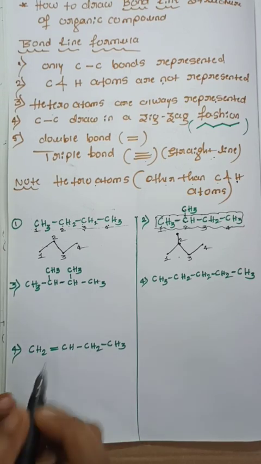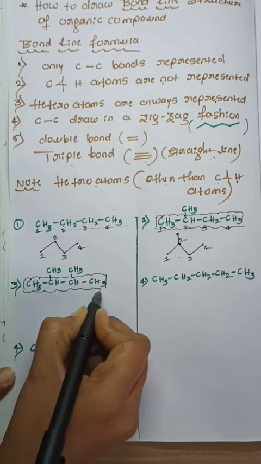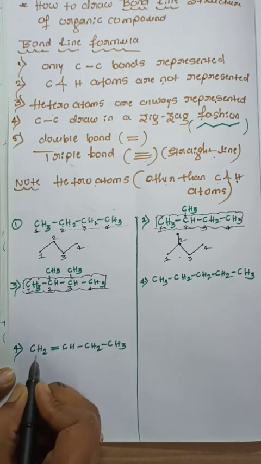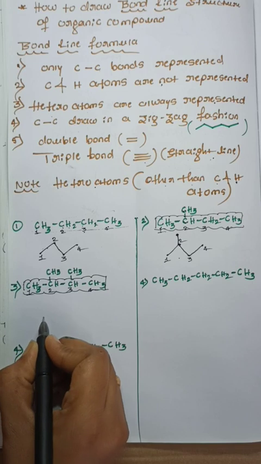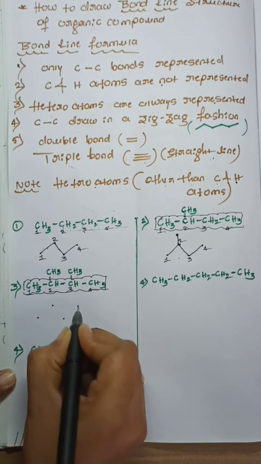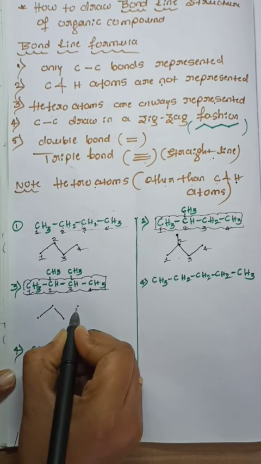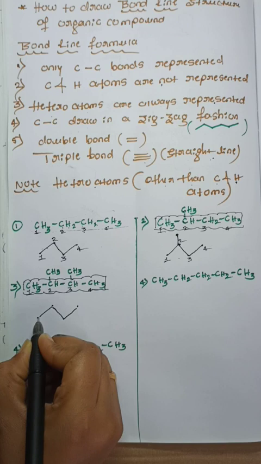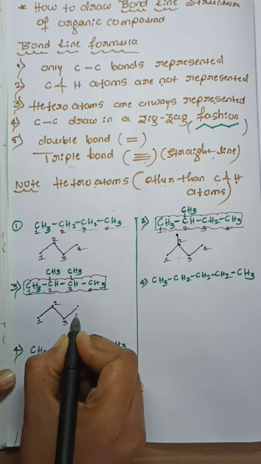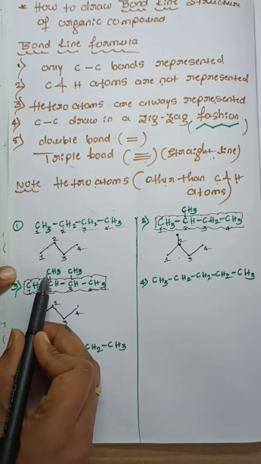Now for the third example, similarly we have to select the longest chain. This is the longest chain. In this longest chain we count the carbons: 1, 2, 3, 4. So for 4 carbons I will draw 4 points in a zigzag manner. Now between these points I will draw bonds like this. This is the first carbon, this is the second carbon, this is the third carbon, and this is the fourth carbon. Now see here, in this example, to the second carbon one more carbon is attached.